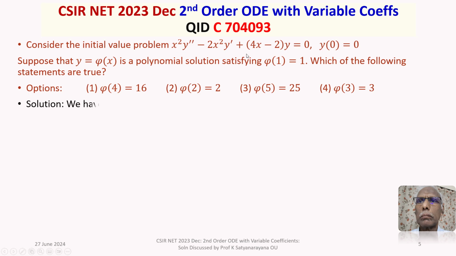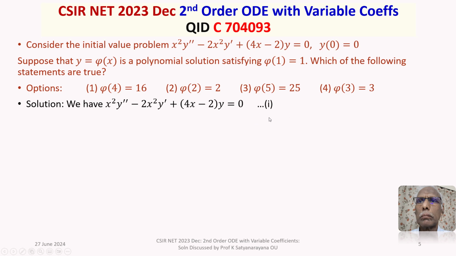So, we are given a second order ordinary differential equation with variable coefficients. The coefficient of y double prime is x square, which is a variable coefficient. And the coefficient of y prime is minus 2x square, which is a variable coefficient. The coefficient of y is 4x minus 2. So, if at least one of them is a variable coefficient, then it is sufficient, and it is called an ordinary differential equation with variable coefficients with the given initial condition.